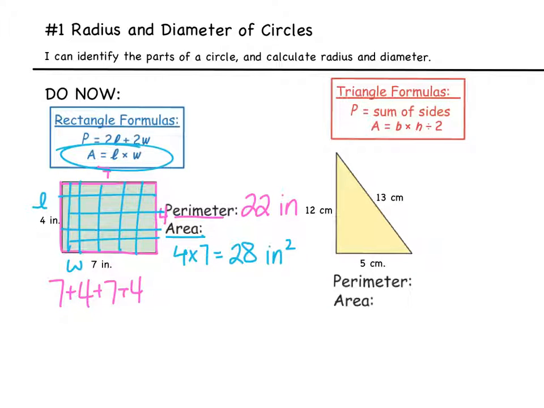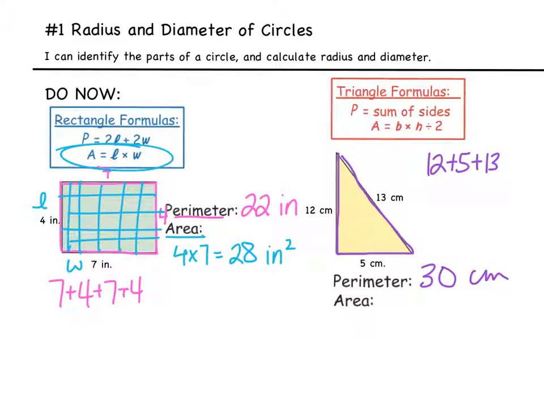For our triangle, it works the same way. Perimeter is how far around the outside edge. So we would do 12 plus 5 plus 13. Add up all those sides. And when we add them together, we end up getting 30, and our label is centimeters.